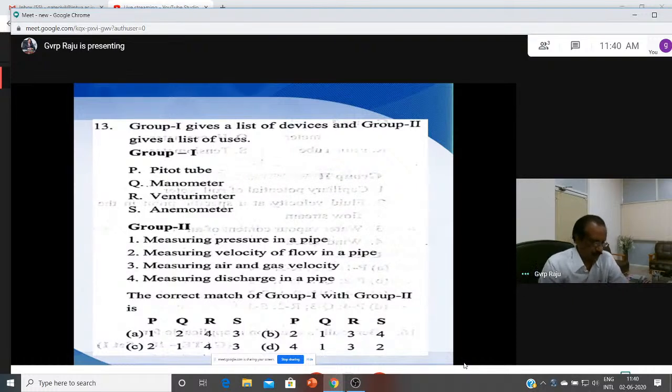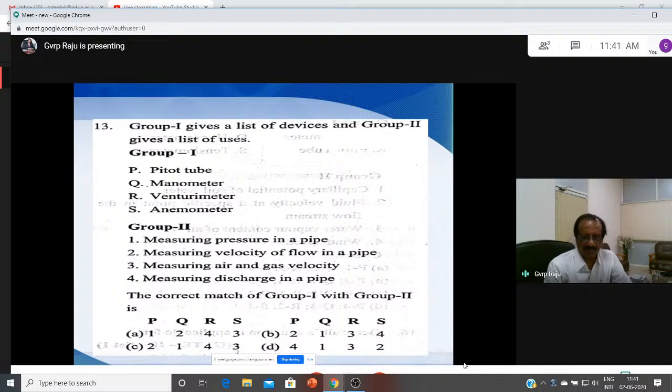Question 13. Group 1 gives a list of devices and group 2 gives a list of uses. The pitot tube, manometer, venturimeter and anemometer. If you see here, the pitot tube measures velocity, so the answer is 2. That means it is correct, maybe between C and B. And manometer measures pressure, so it should be 1. B and C both have 1. So 2, 1, 2, 1 both are correct.